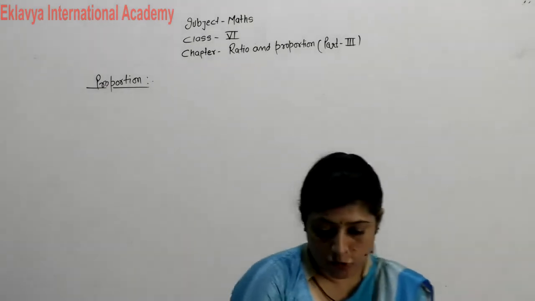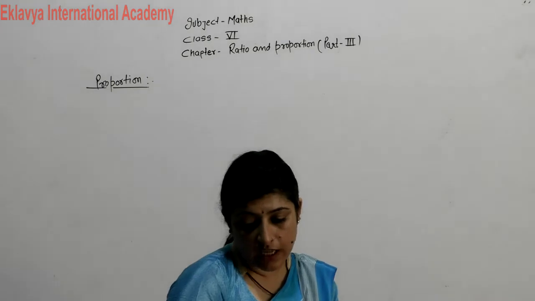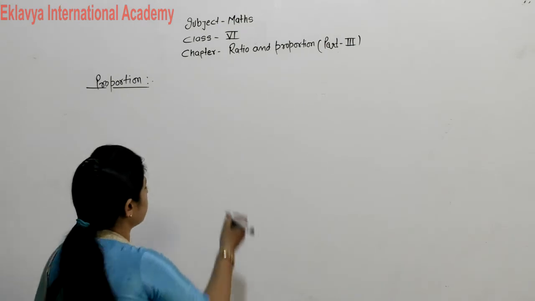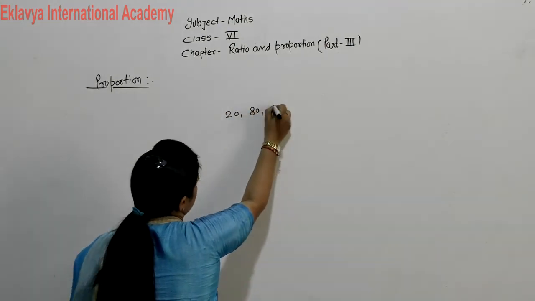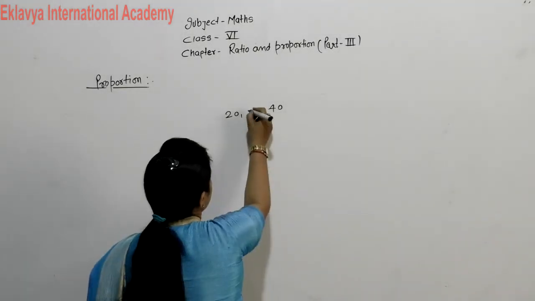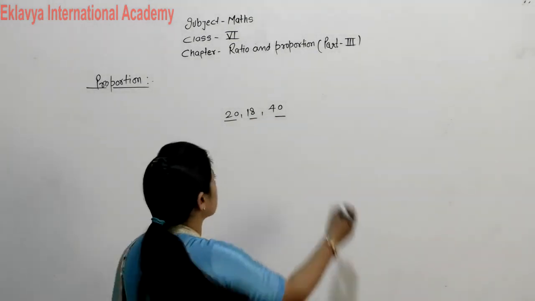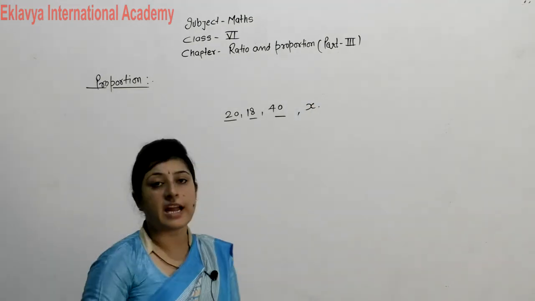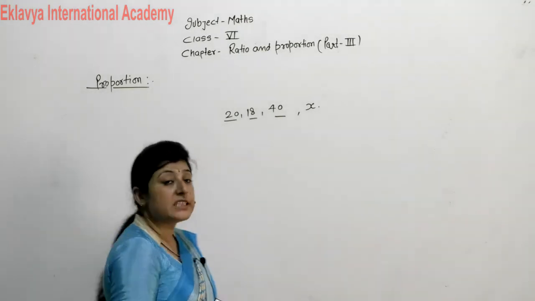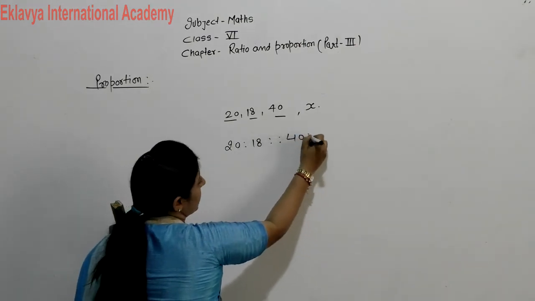Okay, one more type of question. First, second and third terms of a proportion are respectively 20, 18 and 40. First, second, third term. Find the fourth term. Let the fourth term be x. It is given to you that these are in proportion. If these are in proportion, then we can write down 20 ratio 18, 40 ratio x.